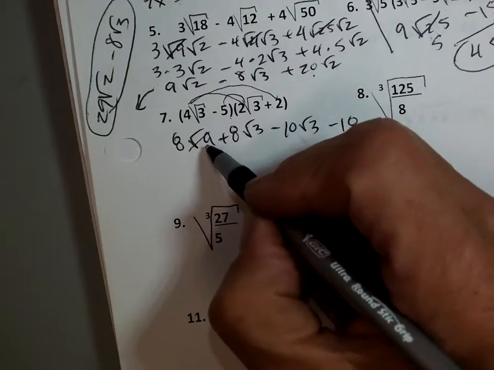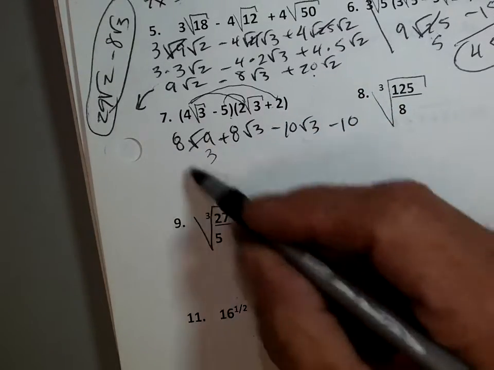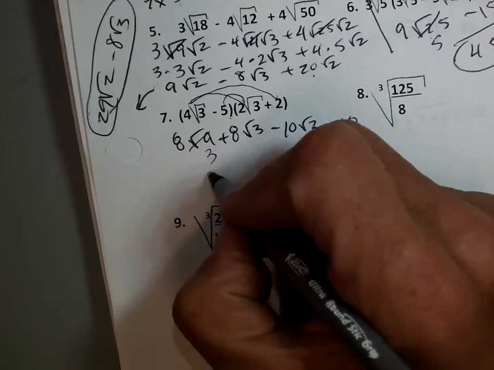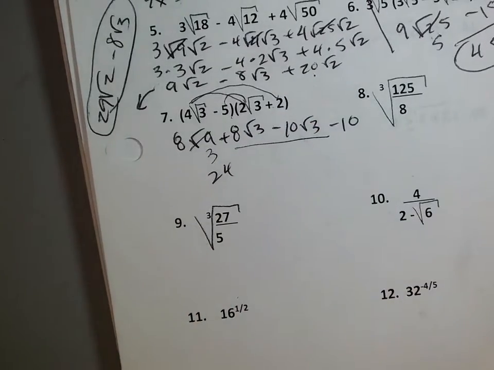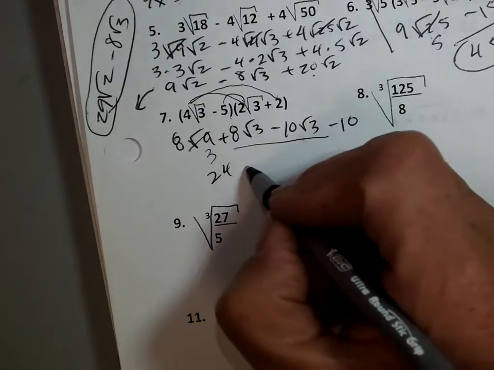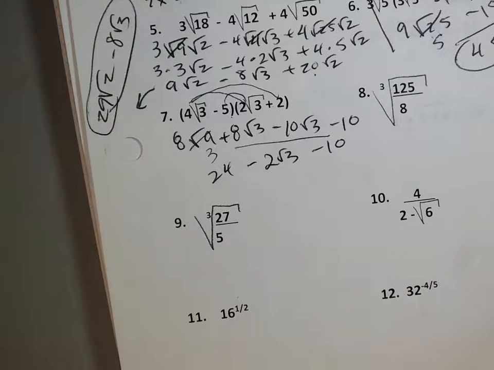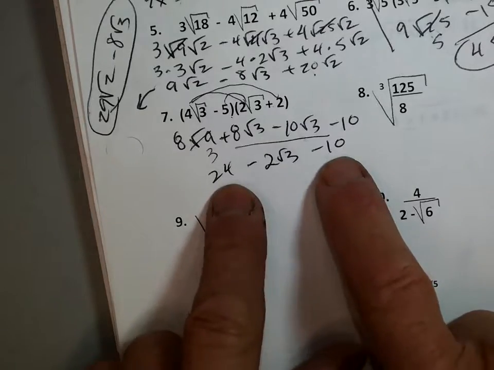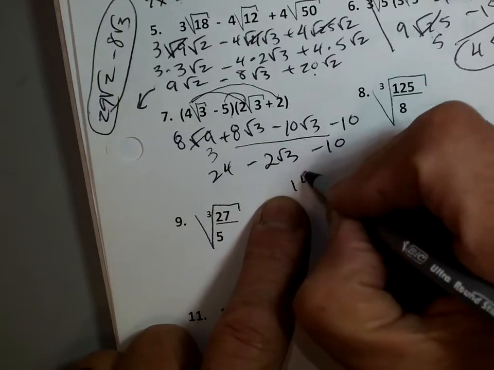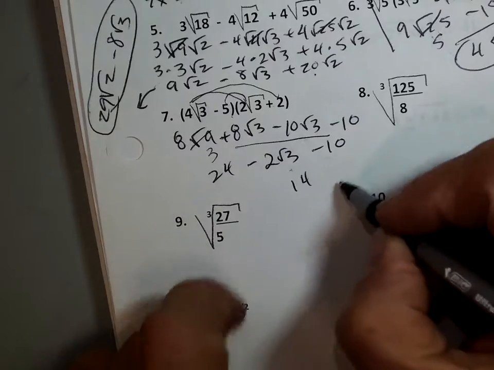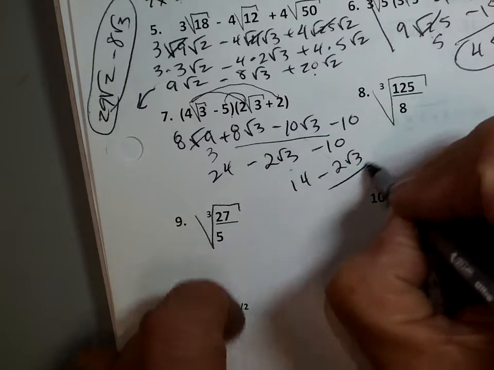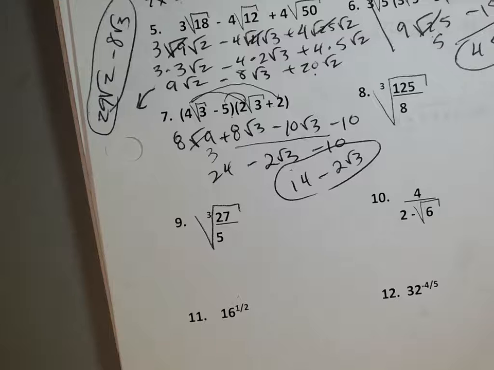8 times 3 is 24. These two are the same. I can combine these two, and I'm going to get a negative 2 square root of 3 minus 10. Again, if I'm going too fast, let me know, okay? So let's combine what I know. 24 minus 10 is 14. That's a root. I can't add those, so I'm going to get minus 2 square root of 3. All right? Thumbs up so far?